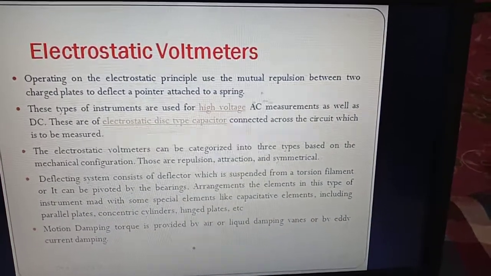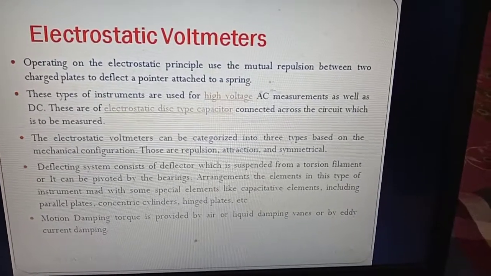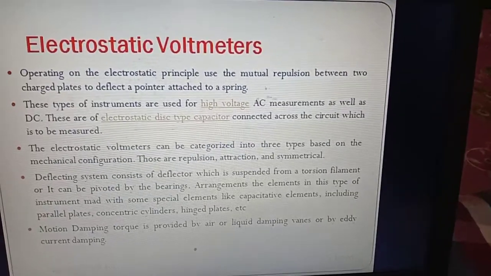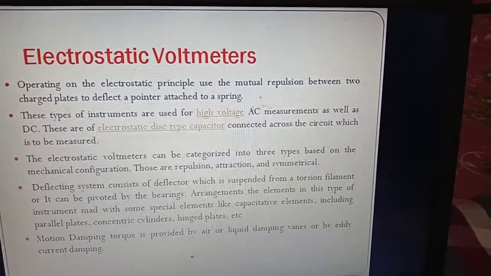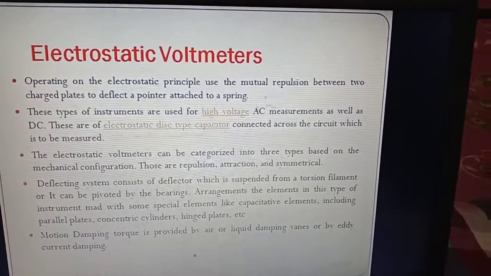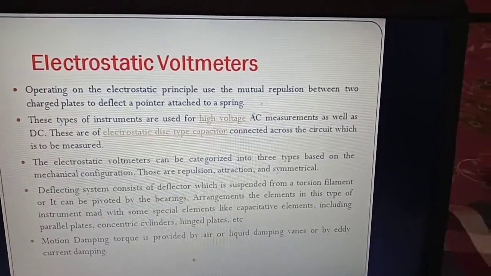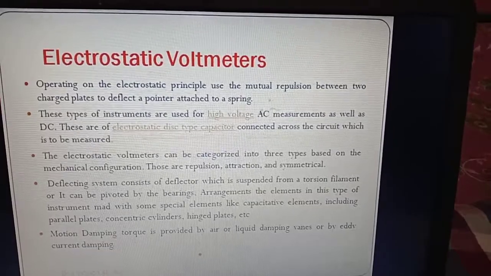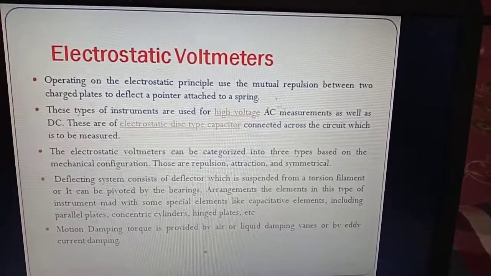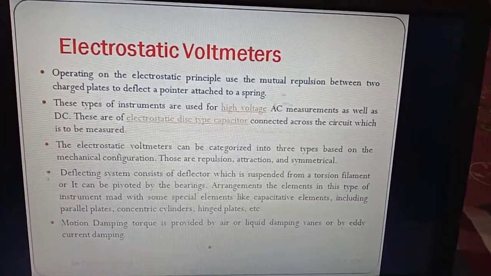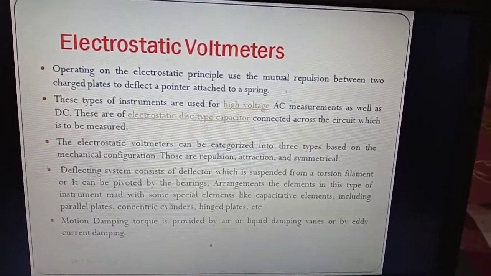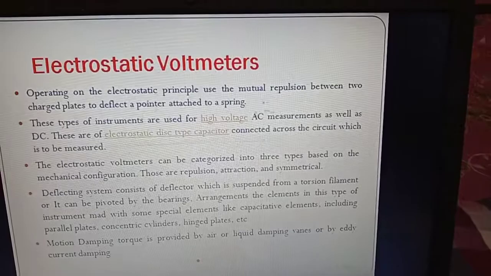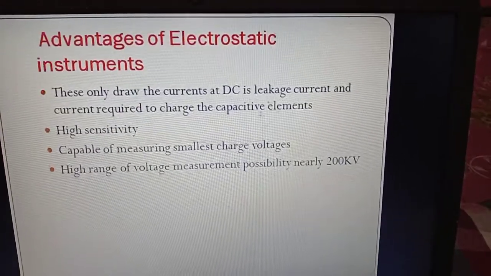Electrostatic voltmeters use three principles: one is repulsion, the second is attraction, and the third is symmetrical. In a repulsion type we use two magnets of the same polarity, and the repulsion between the two same polarity magnets will create the deflecting torque. Attraction means the magnet will have the attraction according to the current flow.